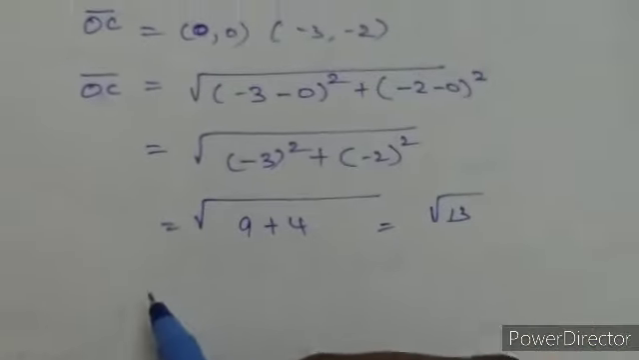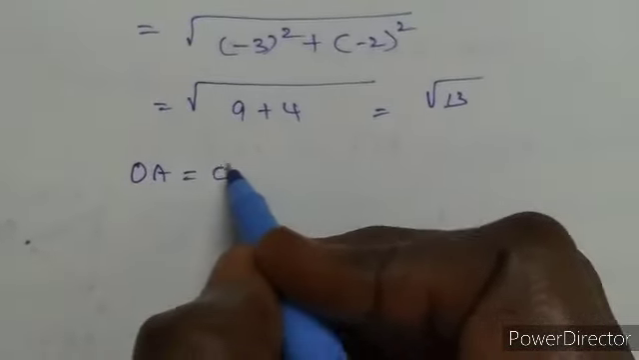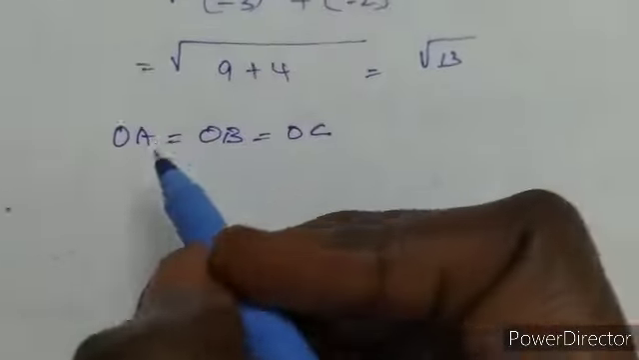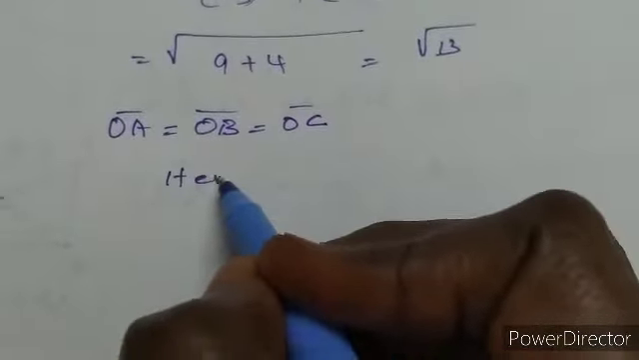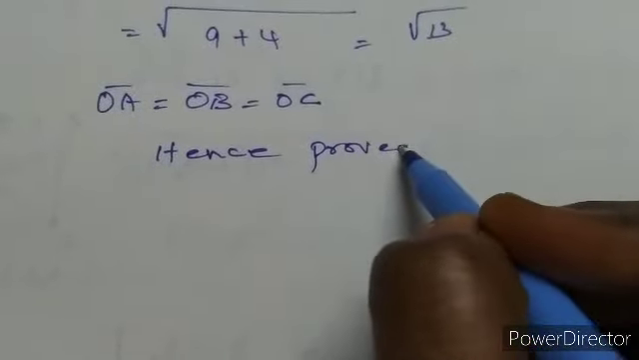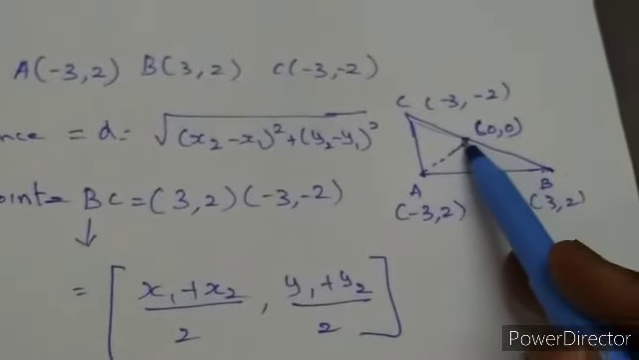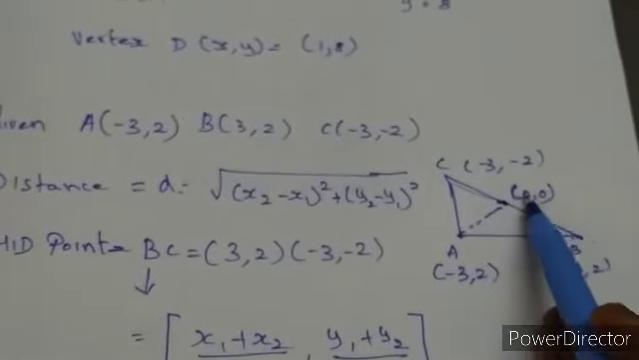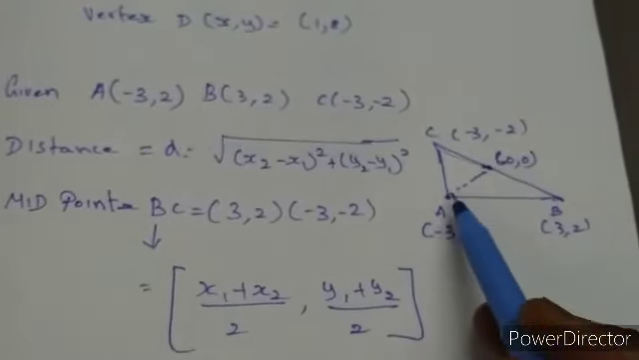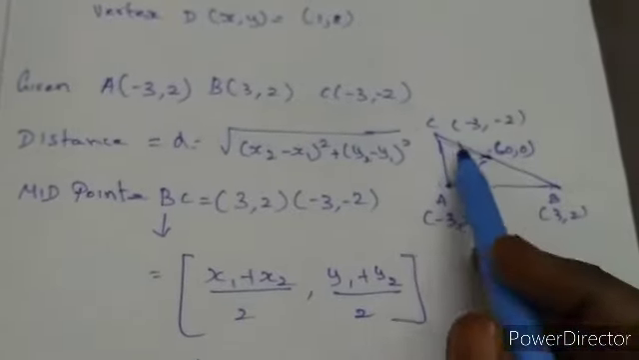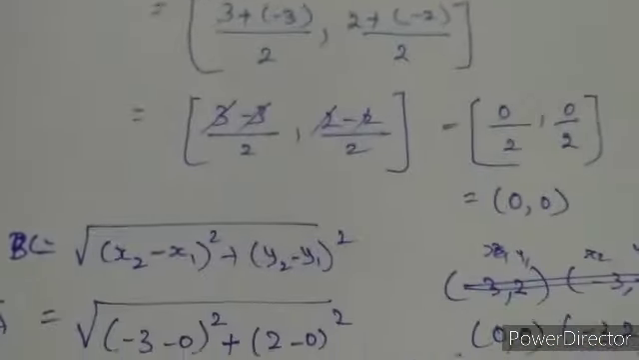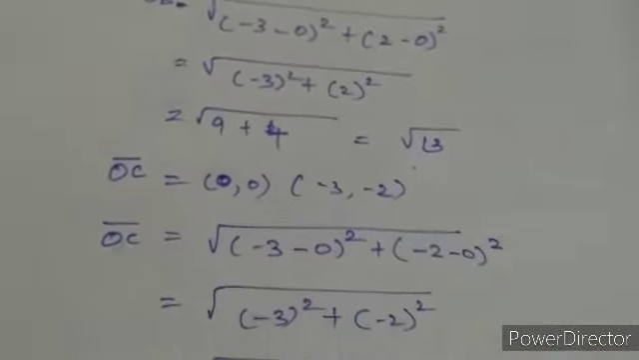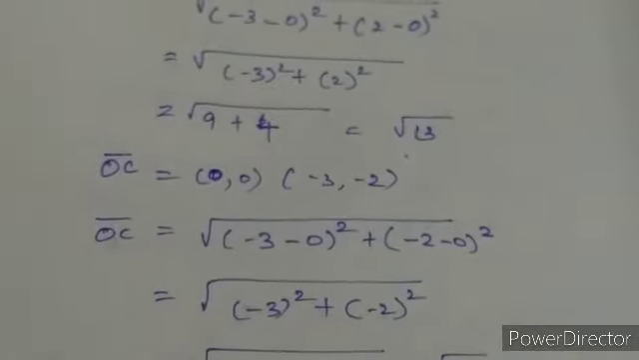Here in the right angle triangle, OA is equal to OB is equal to OC. So now hence it is proved. Yes, first step in this given sum, you should find the midpoint by using the midpoint formula. Yes, you should find the distance OA, OB and OC, which should be equal. Here OA is root 13, OB is also root 13, and OC is also root 13. So it is proved.